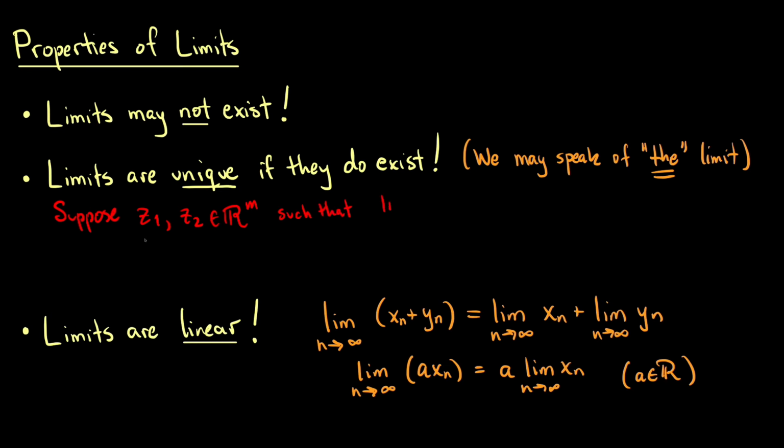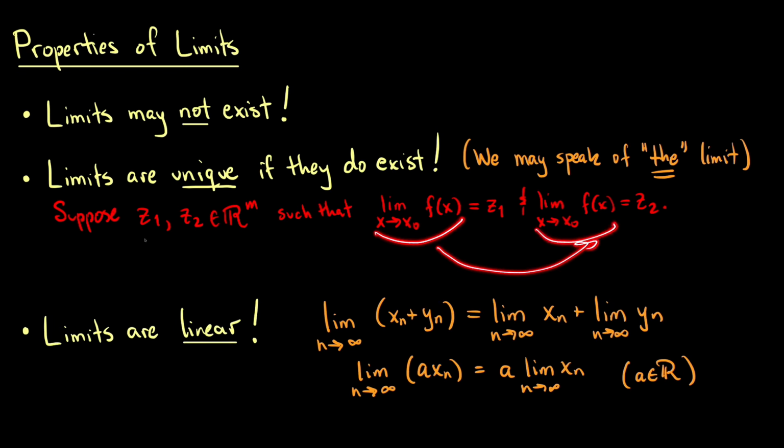Okay, so suppose that I have, according to my definition, the limit as x goes to x naught of f of x equals z1, and the limit as x goes to x naught of f of x equals z2. Now what I want to show is that z1 equals z2, but I'm not allowed to just string the equal signs and say, well, this is equal to this, therefore z1 is equal to z2, because that's kind of assuming what I want to prove. So I have to actually check the definition. So what I'm going to do is look at the distance between z1 and z2.